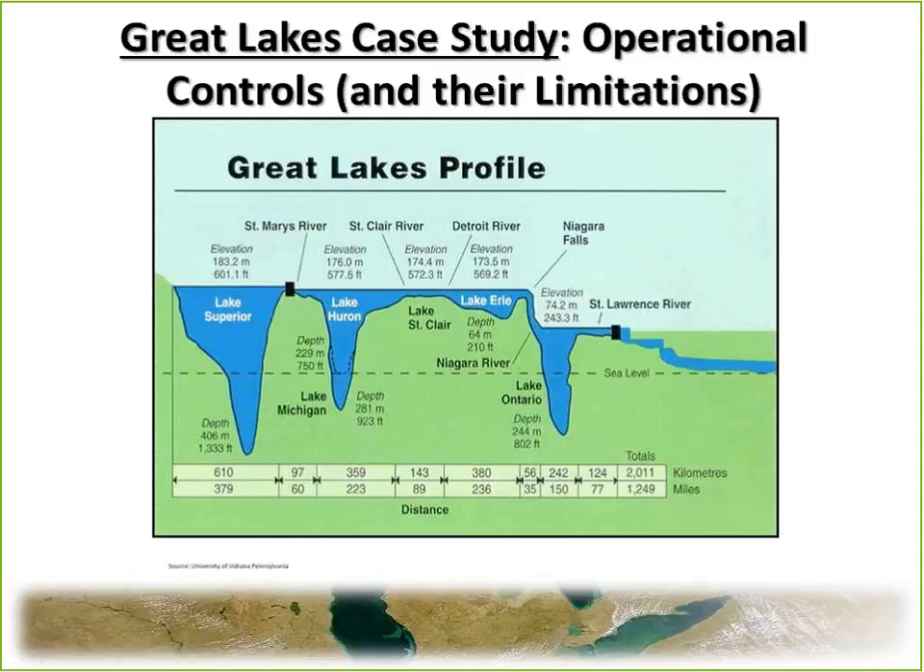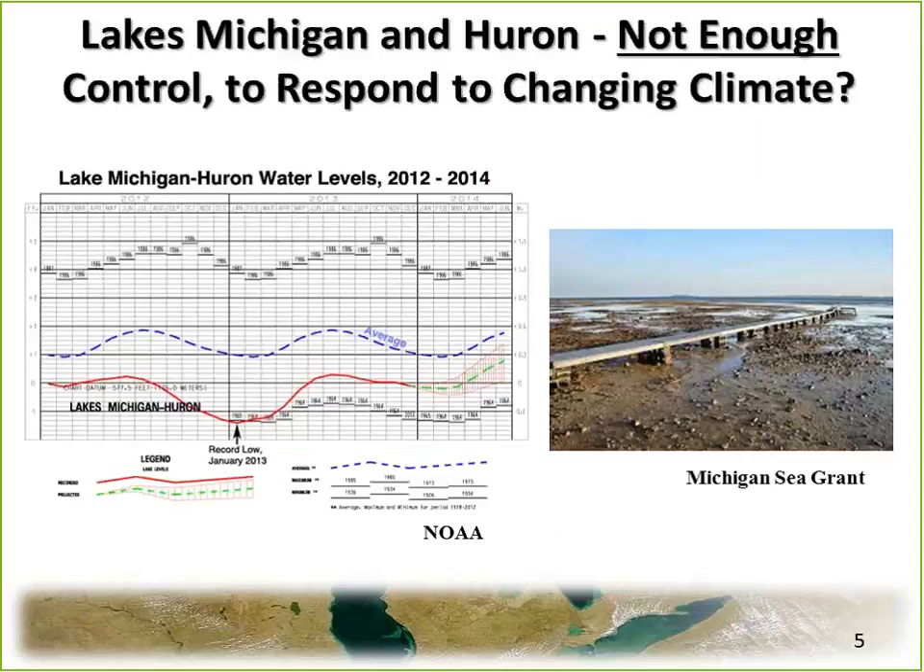There are locks on the St. Mary's River, indicated here in black, and then there are locks here in the St. Lawrence Seaway and a dam to control Lake Ontario. But we see both sides of water level issues in the Great Lakes. In Lakes Michigan and Huron, where people have vacation homes and recreational boating, there's been not enough control over water levels.